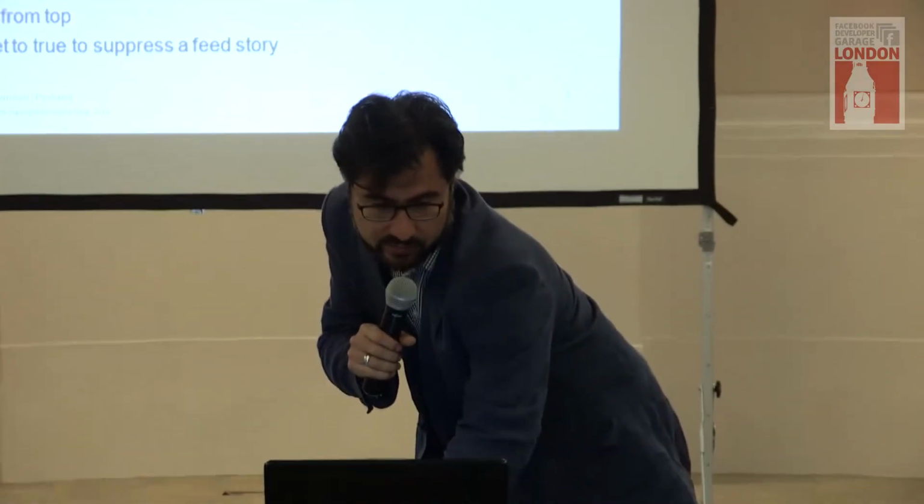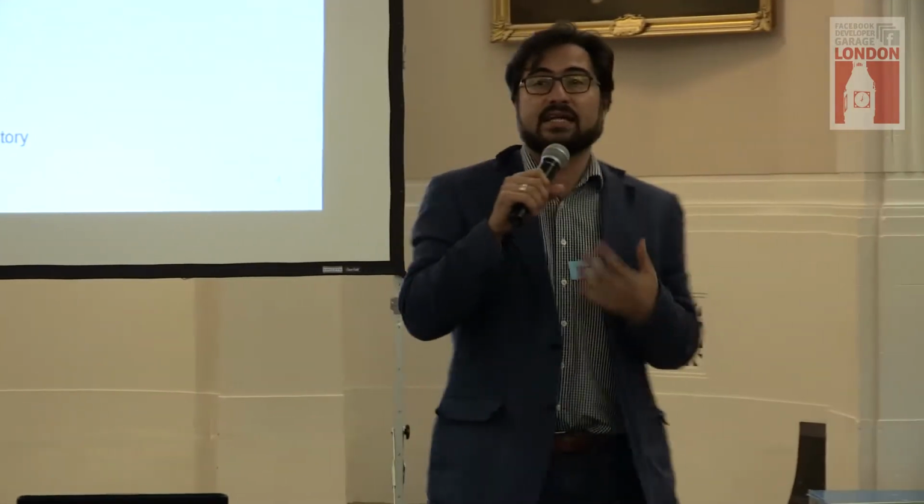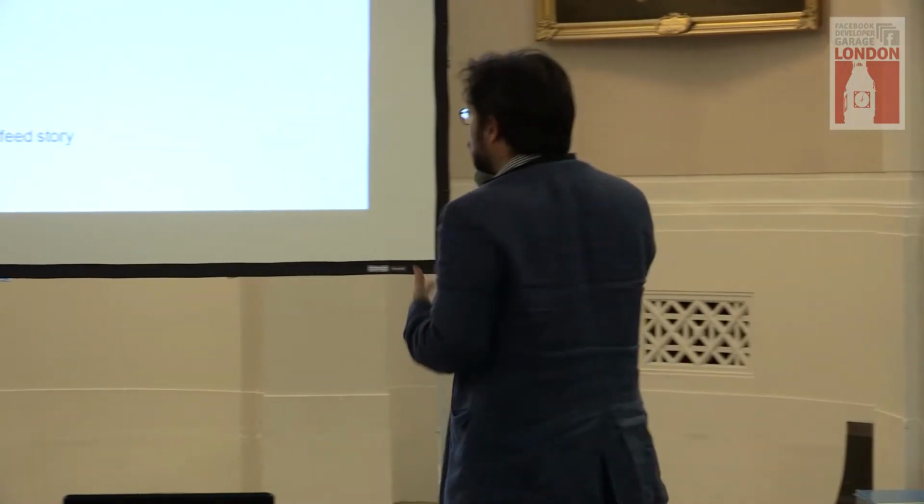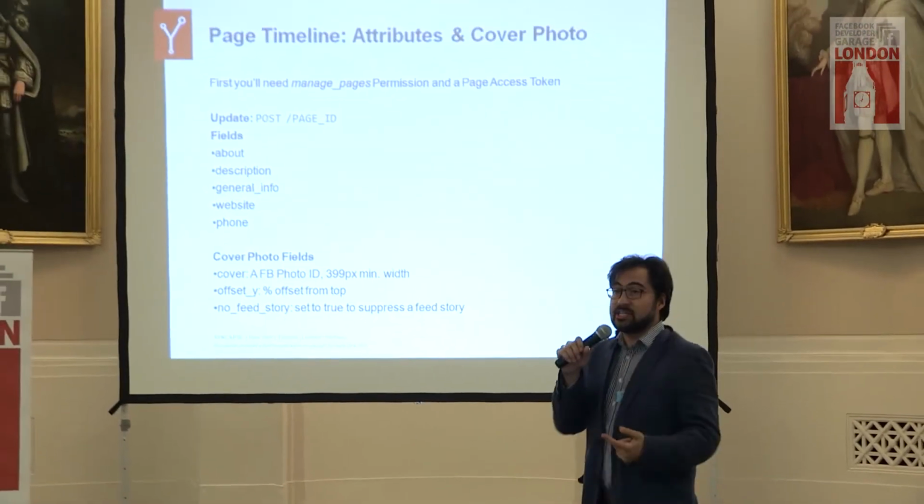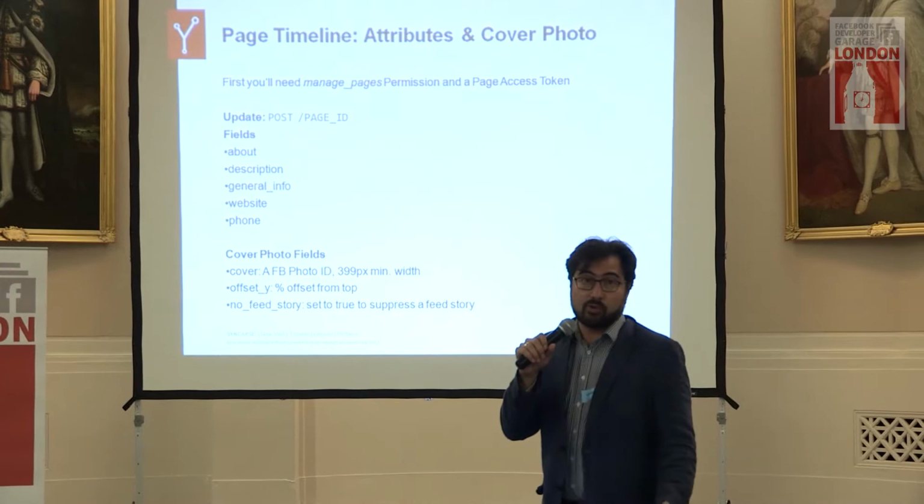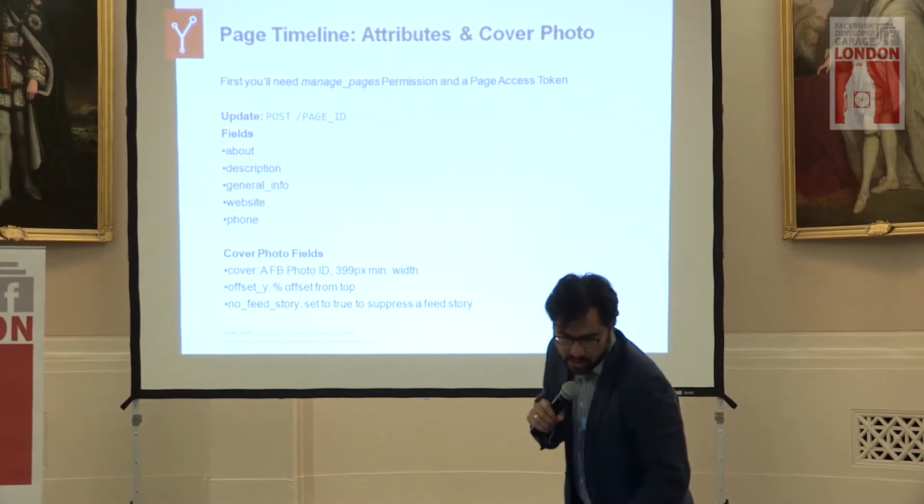So Todd showed you a few things that you could do with messaging, and I'm going to cover how you can use the API to help you do that stuff. First of all, the existing APIs have been extended to allow you to change attributes of your page: the about, the description, general info, website, phone, as well as changing the big cover photo at the top, which is really important for having a nice design-looking page.